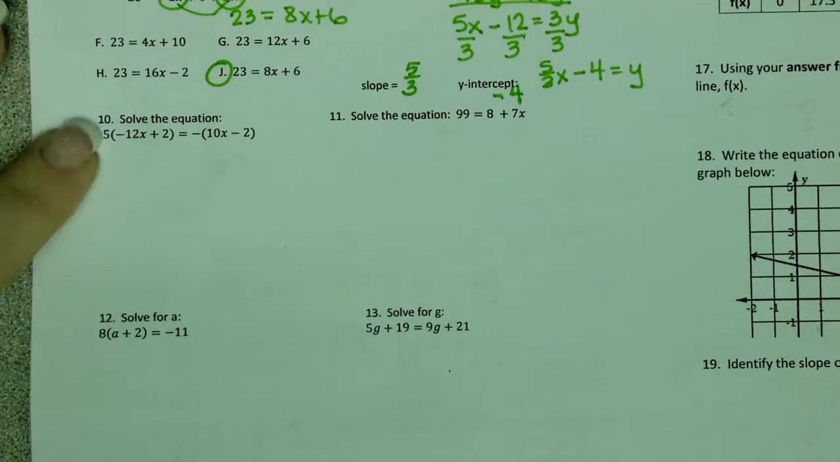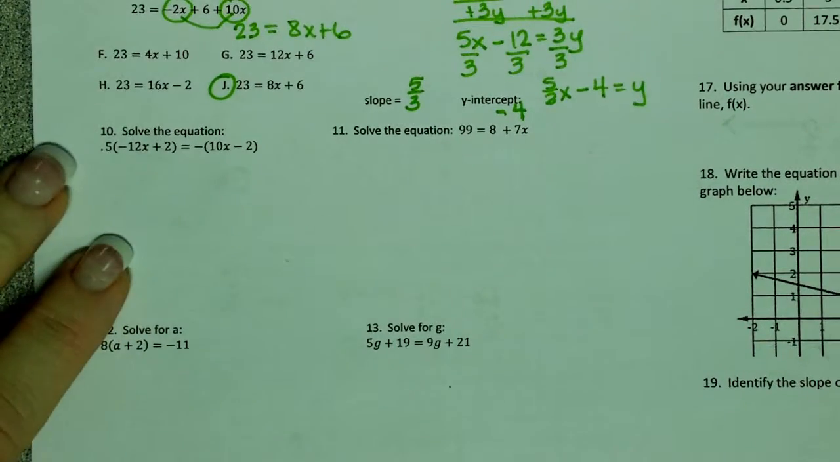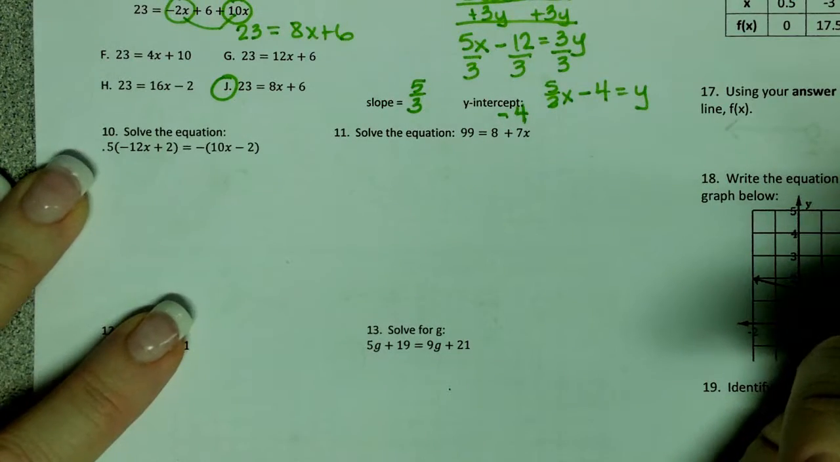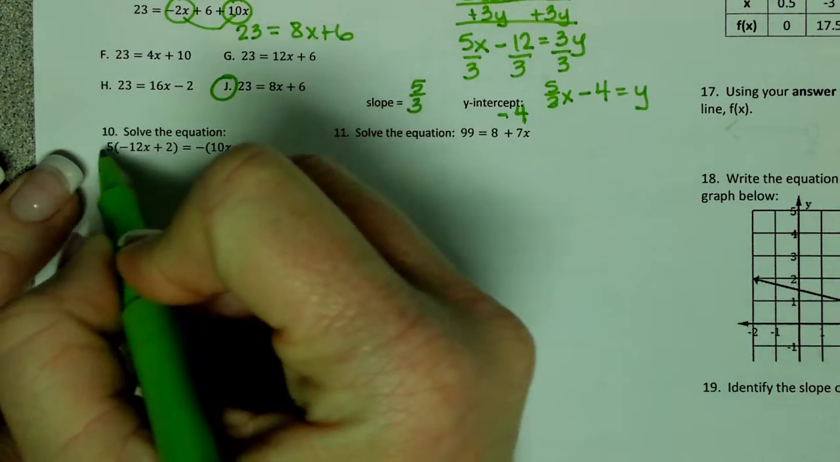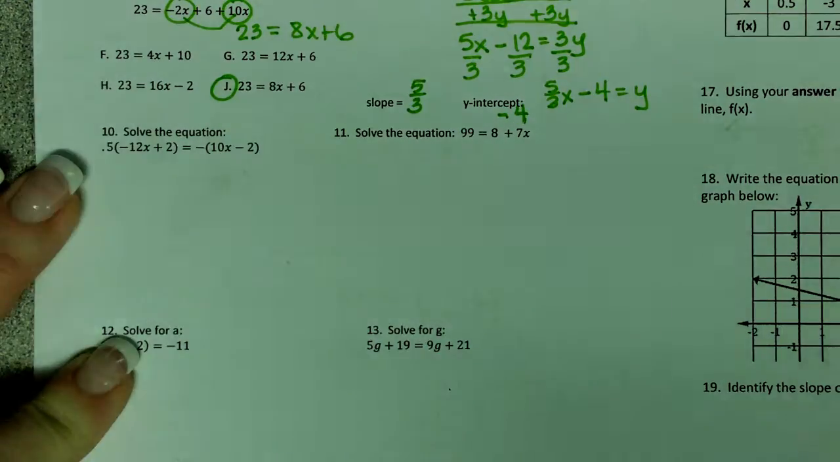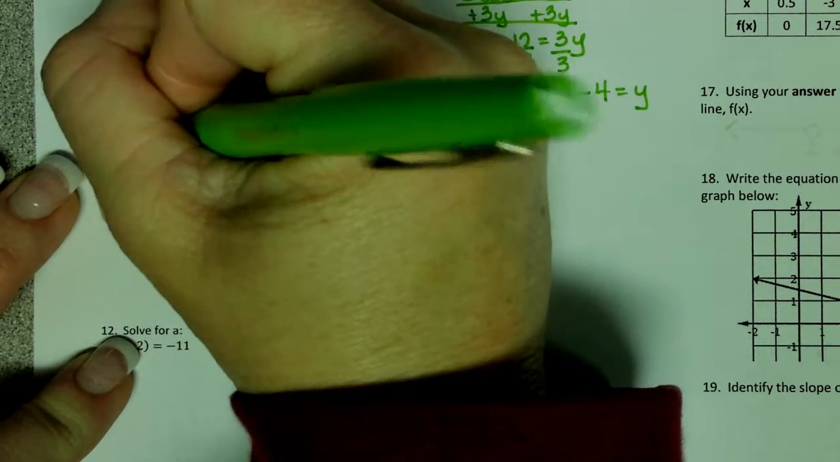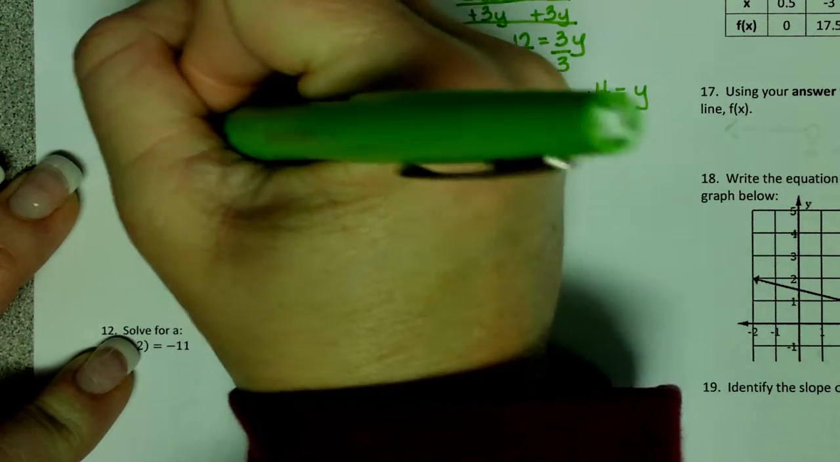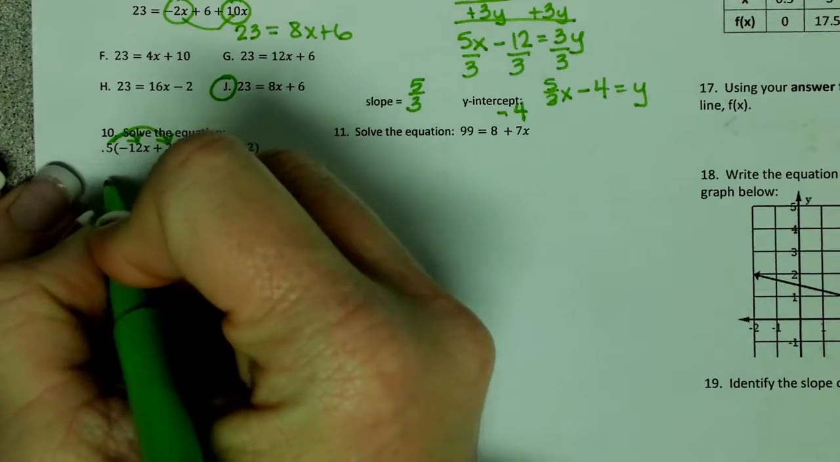Number 10. Solve the equation. So that's going to be for 10 and 11. All right, so to solve our equation, we first have to get rid of our parentheses, right? So we're going to multiply everything inside the parentheses by what's attached to it on the outside. So I'm going to say 0.5 times negative 12x and 0.5 times 2. So somebody tell me what those values are.